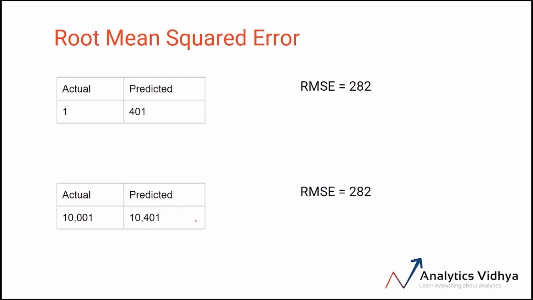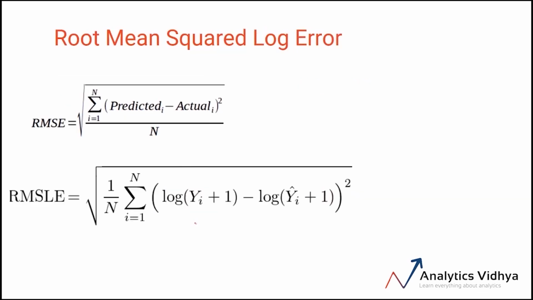Now, instead of directly taking the average of square errors, we can take a log of the values and then take the average of square of the errors. Using log basically scales down the larger values. This metric is called the root mean squared log error or the RMSLE.